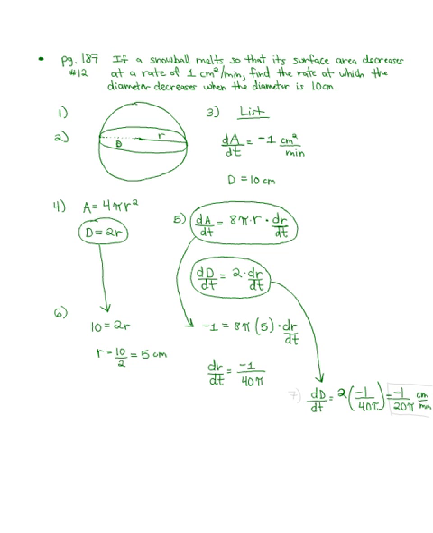And this right here is our final answer, because we were supposed to figure out the rate at which the diameter decreases, and notice that this quantity is negative, so that means that the diameter is in fact decreasing, and that would be our final answer. And so that is step number 7.